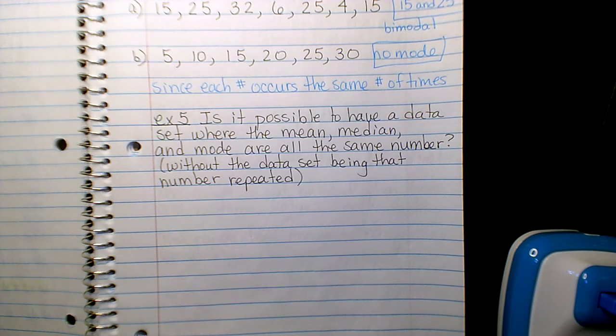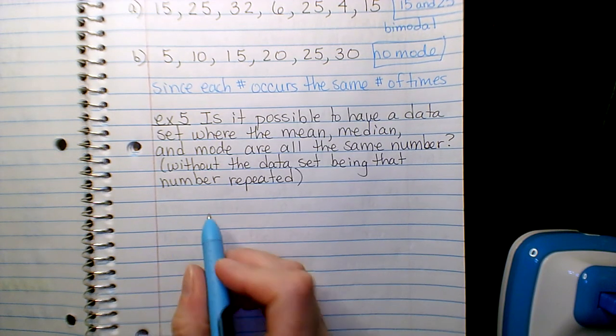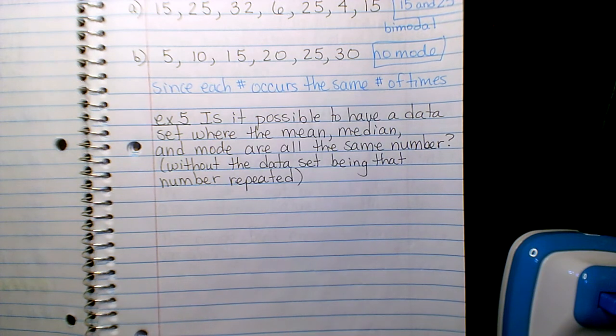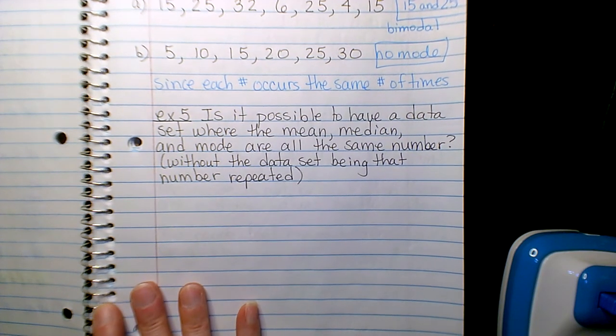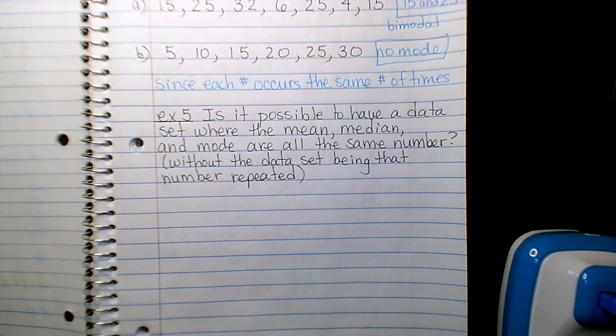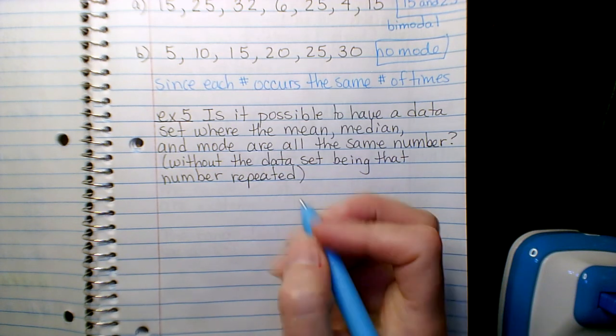All right, example 5. Is it possible to have a data set where the mean, median, and mode are all the same number without that data set being that number repeated? Like if we say, is it possible for the mean, median, and mode to all be the number 30? Yeah, if you have a data set of 30, 30, 30, 30, 30, 30. Well, yeah, we can construct a data set where the mean, median, and mode are all the same number.